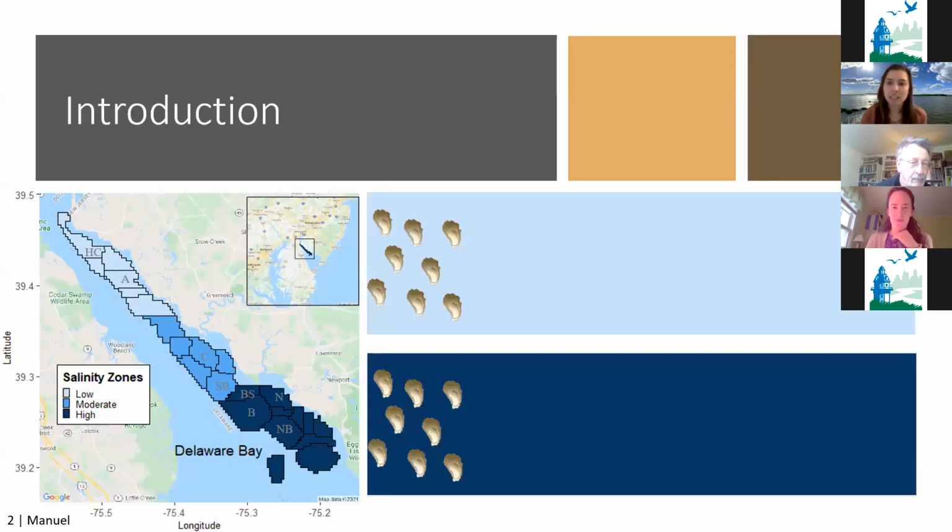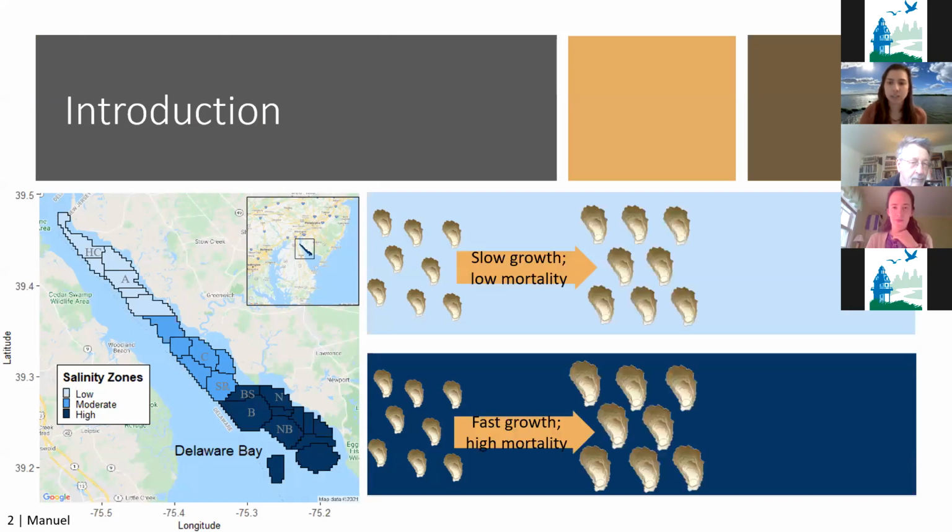So Delaware Bay is an estuary in the northeastern United States. It is tidally controlled between the Delaware River and Atlantic Ocean and home to the eastern oyster. For the purposes of this study, I have grouped the fishery management regions into salinity zones. And during this presentation, associate a dark blue color with high salinity and a light blue color with low salinity. These zones have distinct characteristics: slow growth and low mortality in the low salinity zone, and fast growth and high mortality due to disease and predation in the high salinity zone.